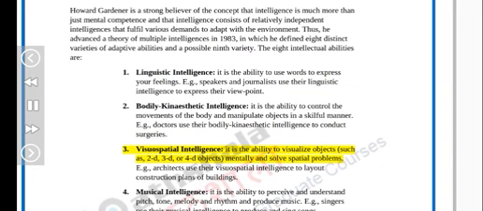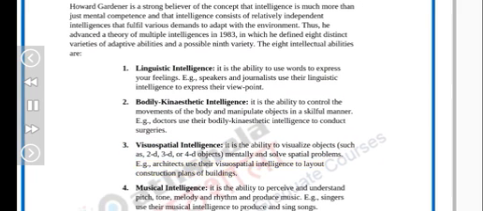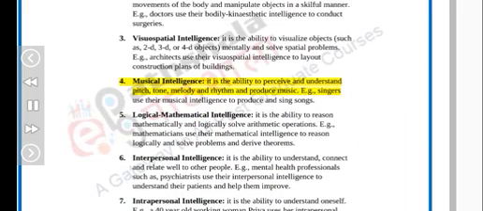3. Visual spatial intelligence. It is the ability to visualize objects such as 2D, 3D, or 4D objects mentally and solve spatial problems. E.g., architects use their visual spatial intelligence to lay out construction plans of buildings. 4. Musical intelligence. It is the ability to perceive and understand pitch, tone, melody and rhythm and produce music. E.g., singers use their musical intelligence to produce and sing songs.